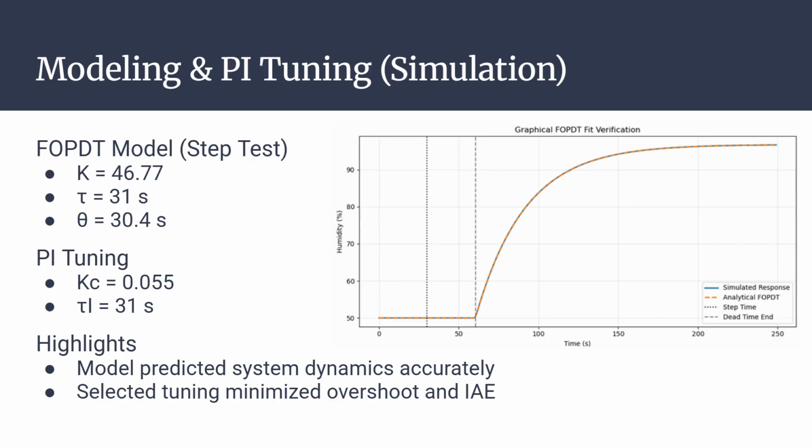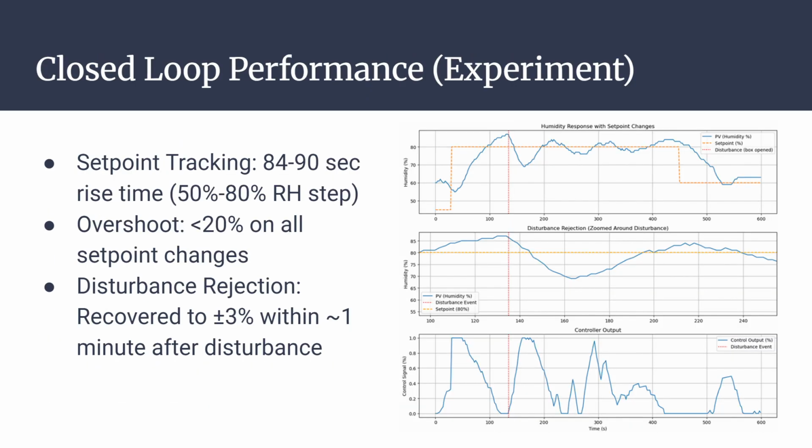One of our first steps was doing some modeling and PI tuning in simulation. So we did a FOPDT model of that simulated step response where we got the gain of 46.77, our time constant of 31 seconds, as well as the dead time of about 30 seconds. We then did some PI tuning where we got the Kc value of 0.055 and our tau of 31 seconds as well. Some highlights from this simulation is that the model predicted the system dynamics pretty accurately, and then our selected tuning minimized the overshoot and the IAE values.